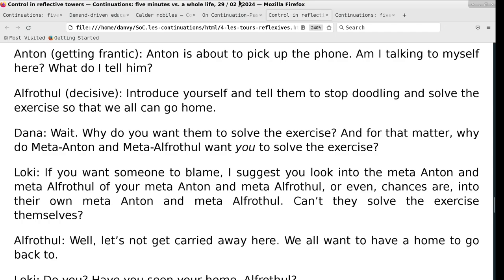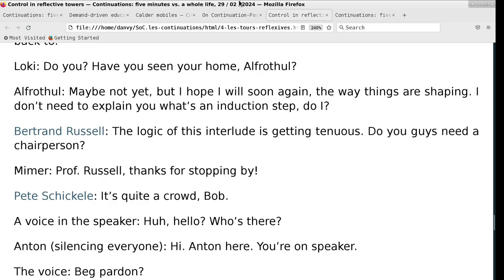Can't they solve the exercise themselves? Well, let's not get carried away here. But we all want to go home. We all want to have a home to go back to. Maybe not yet, but I hope I will see it soon again. The way things are shaping, I don't need to explain to you that's an induction step, do I? The logic of this interlude is getting tenuous.